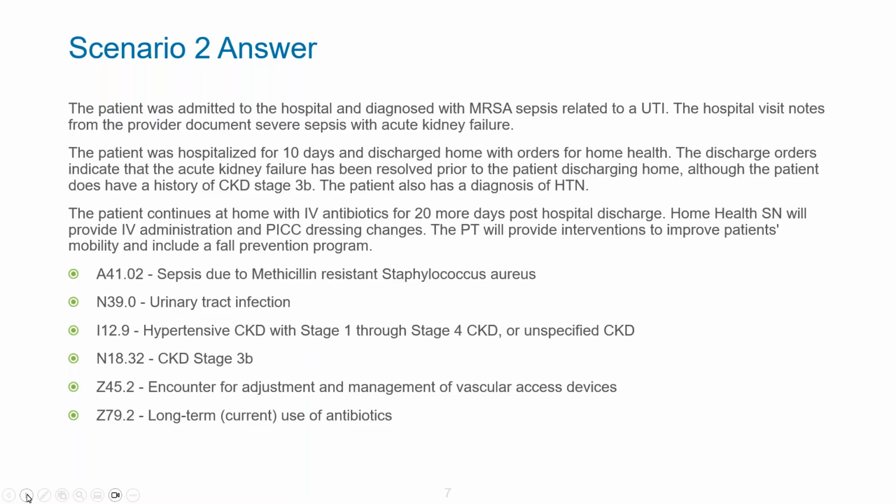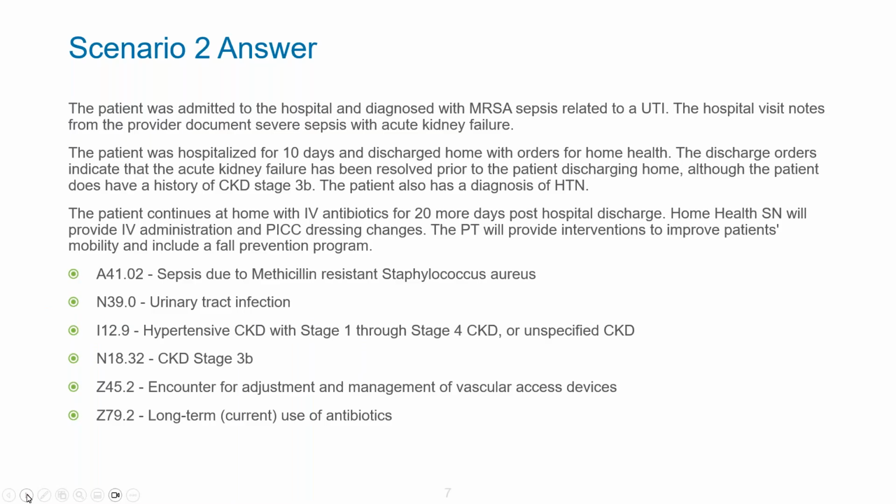So, with this scenario, the patient was diagnosed with MRSA sepsis related to a UTI. If you read into the documentation, it talks about acute kidney failure, but that is resolved before the patient discharges home, which we know with any type of organ failure puts us into severe sepsis. So basically this patient had severe sepsis, but was discharged home with just regular sepsis because the acute kidney failure was resolved. The patient was hospitalized for 10 days.